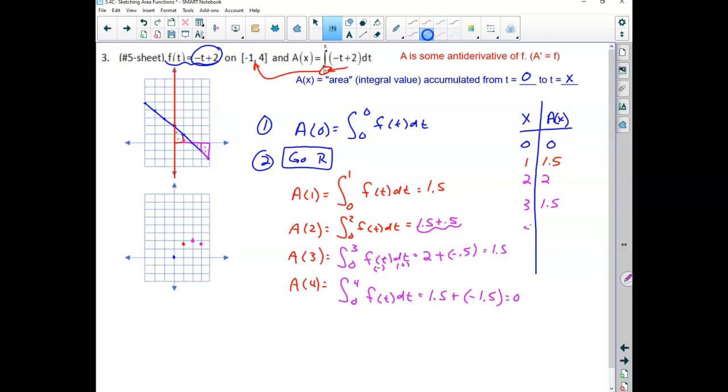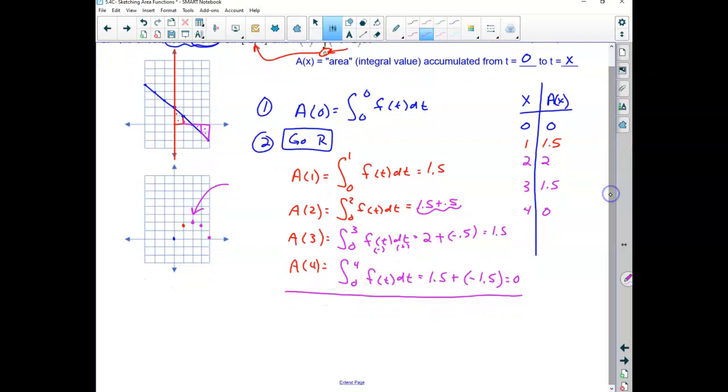So 4, 0. Hopefully you expected that. 4, 0. I don't know. Maybe you didn't expect that. But I did, because I saw the vertex of my parabola here, and I see symmetry about that vertex. And which way? I still have to go left, don't I? Now I'm going to go a little left.